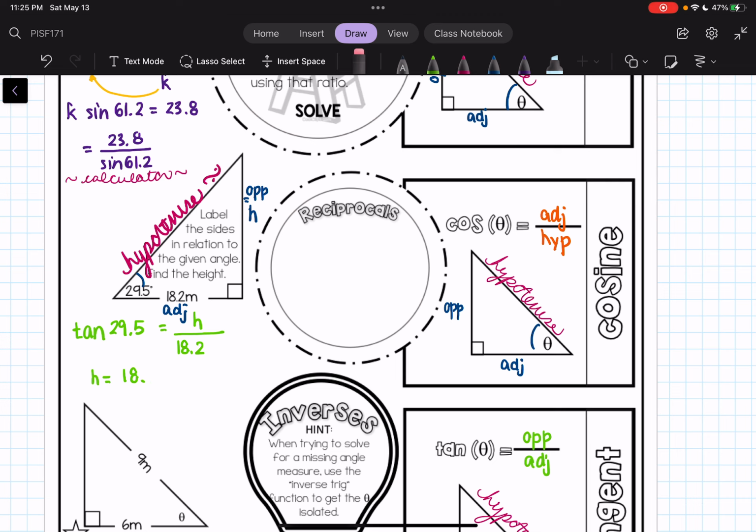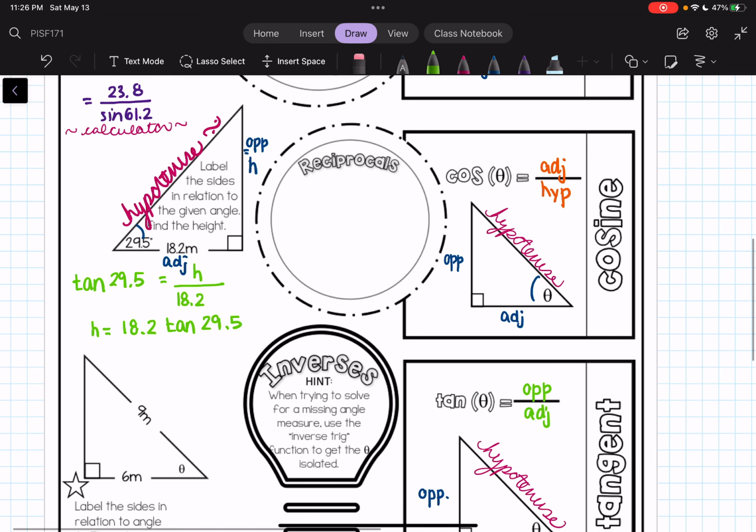Oops, 18.2 times tan of 29.5. And then again, your calculator will give you an answer, and we will check this tomorrow in class. You will check with your group.